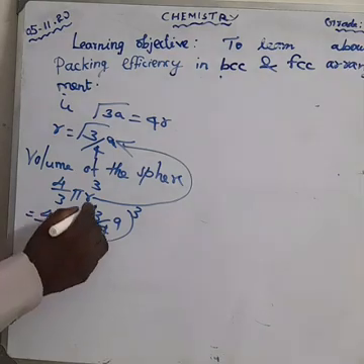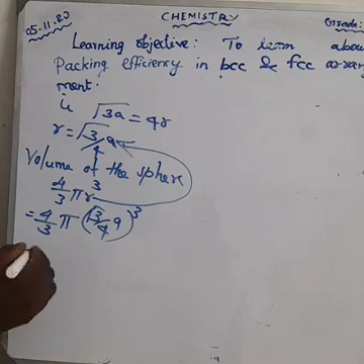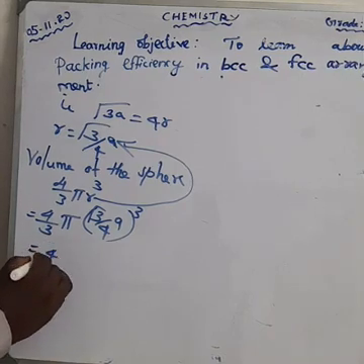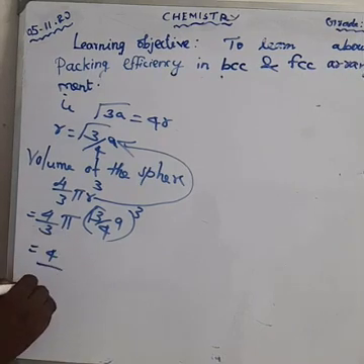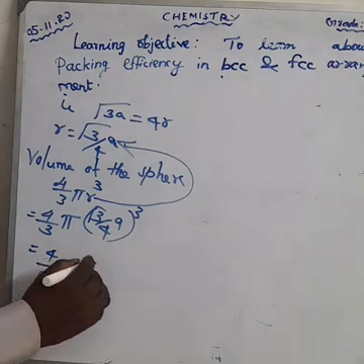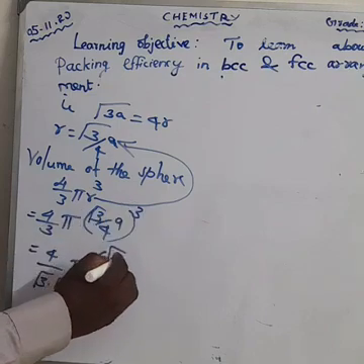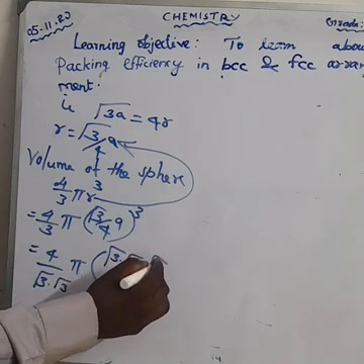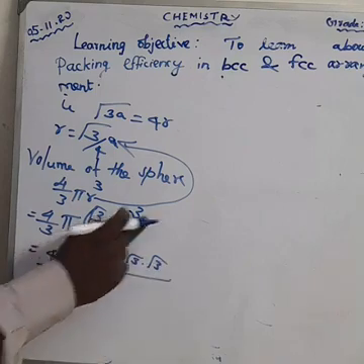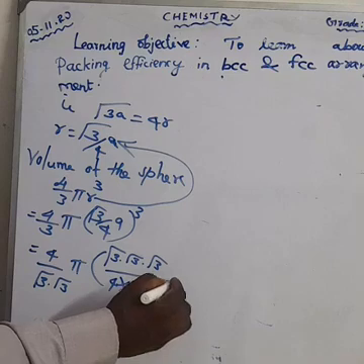4 by 3, root 3. Okay. 4 by 3, root. Then how can you write? It is equal to 4 by, this 3 can be written as root 3 into root 3, and the pi. And here also root 3, root 3, root 3 into root 3 into root 3, divided by 4 also having 3, 4 into 4 into 4.